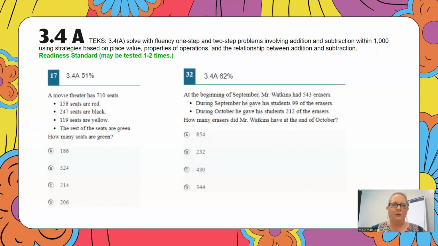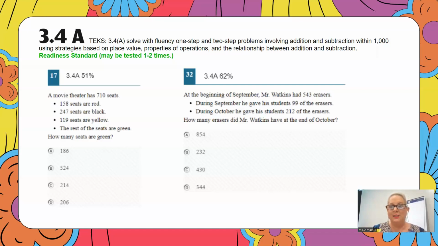So I thought I'd start off with showing you the 2 items that were on the 2022 test that are over this TEK 3.4a. You can see number 17, we were at 51%. The problem reads, a movie theater has 710 seats. 158 of the seats were red, 247 seats are black, 119 seats are yellow. The rest of the seats are green. How many seats are green?